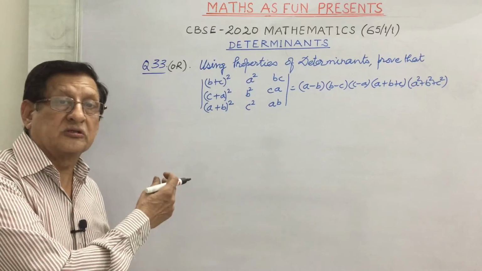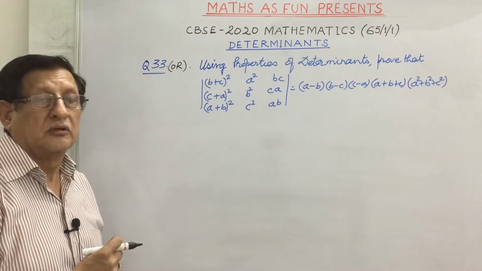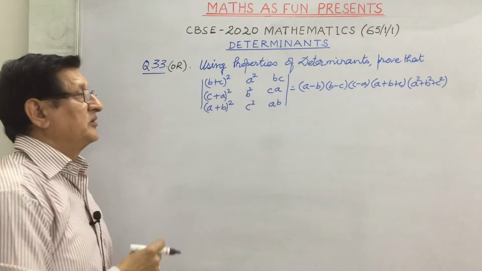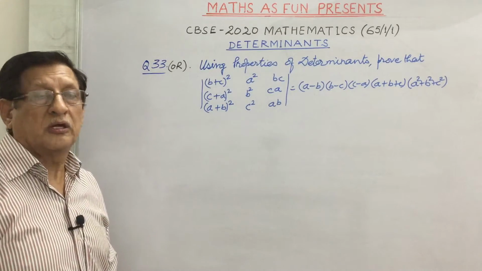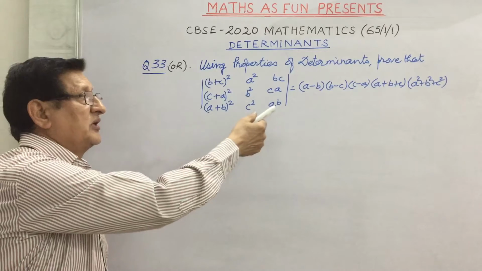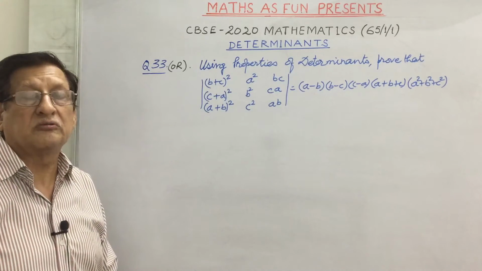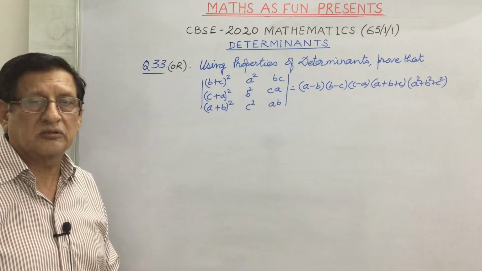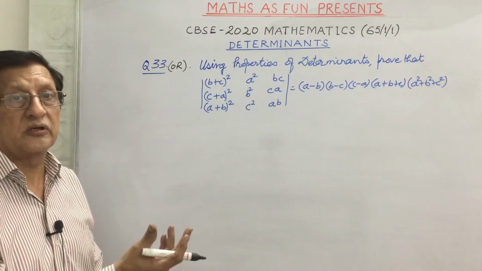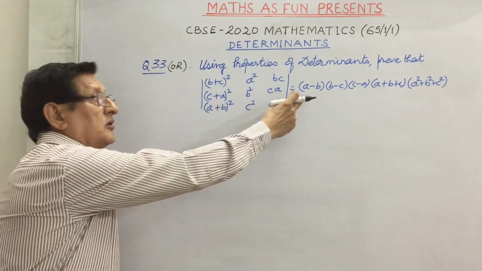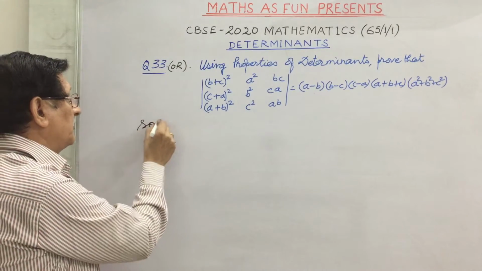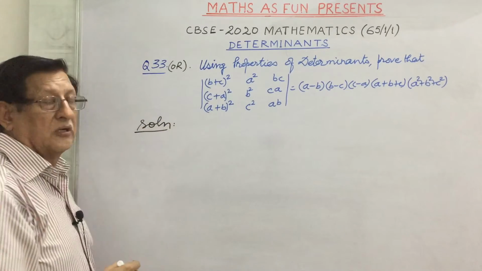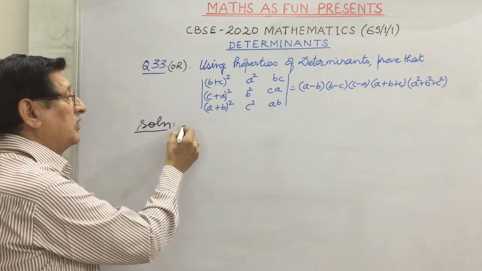In question number 33, there was a choice given. Using properties of determinants, prove that this determinant is equal to (a minus b)(b minus c)(c minus a) into (a plus b plus c) into (a square plus b square plus c square). So we have to use the properties and then we have to find the right hand side of it. To do the solution of such a problem, we take the determinant delta.